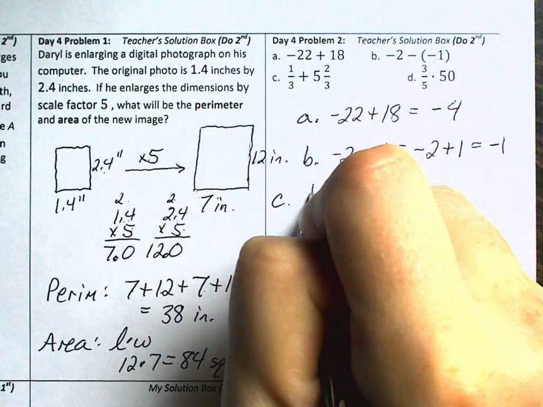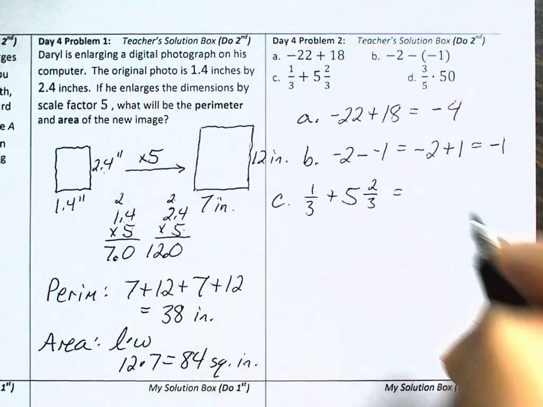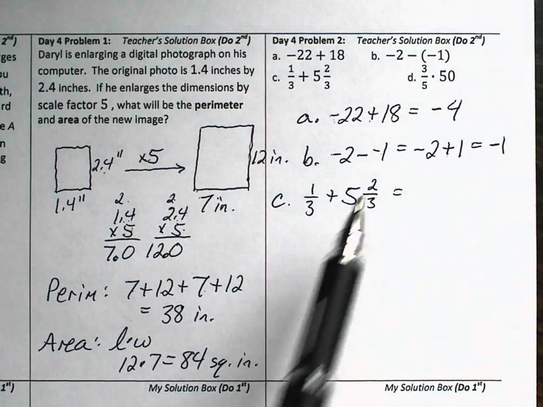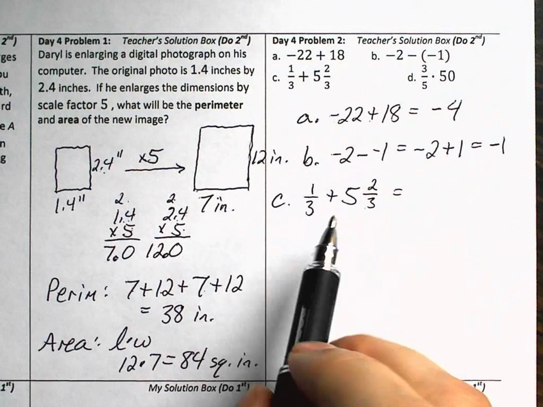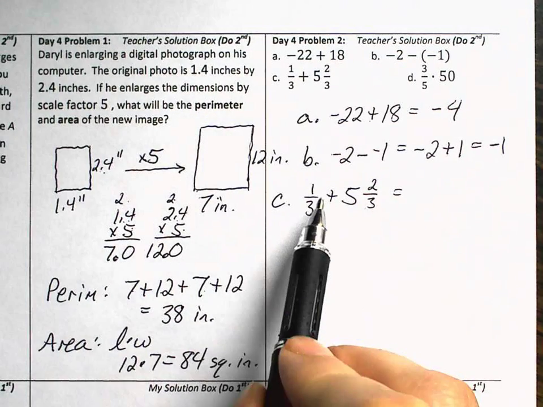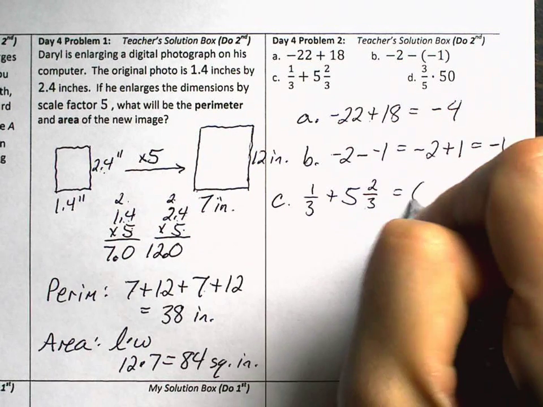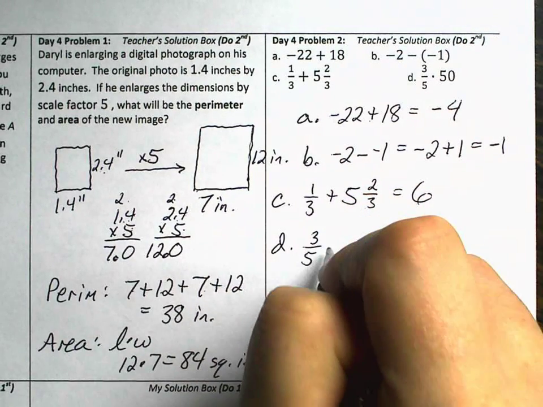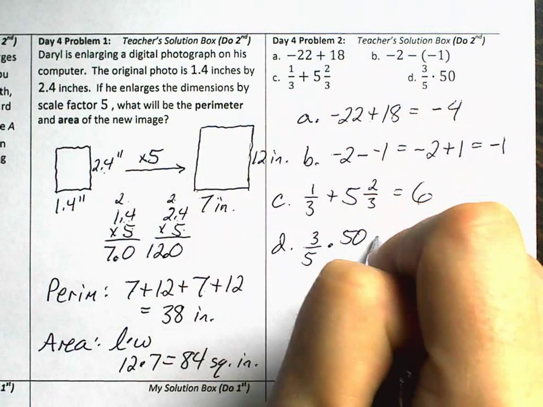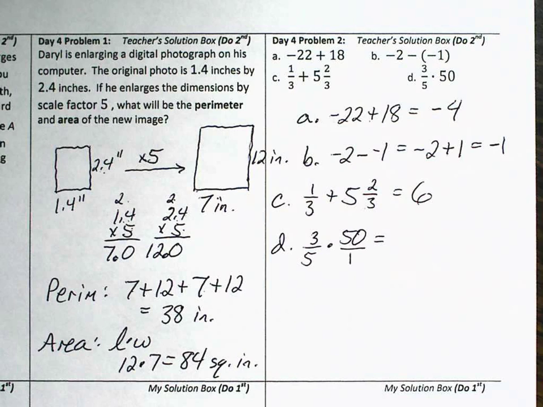Question C. 1/3 plus 5 and 2/3. So adding a fraction to a mixed number where the denominators are the same. 5 and 2/3 plus the extra 1/3 is enough to make 6 whole units. Question D. 3/5 of 50. Or we could think of it as 50 over 1 if that helps.